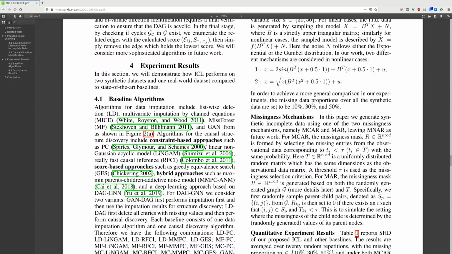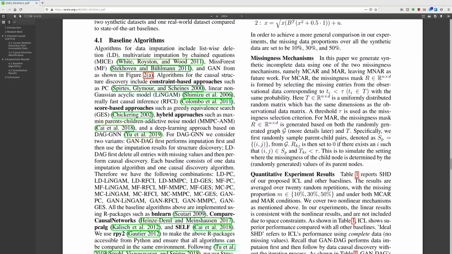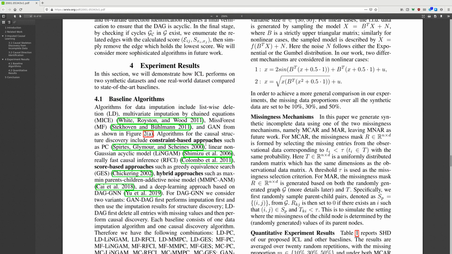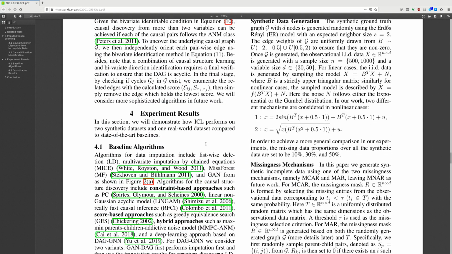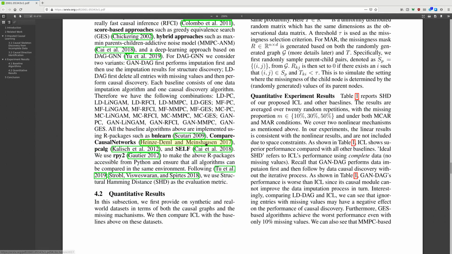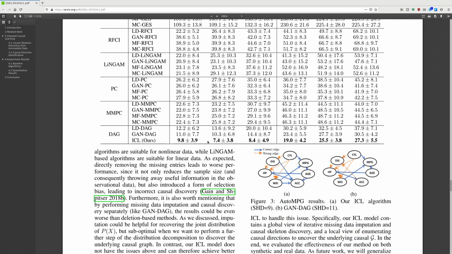Experimental results: baseline algorithms, quantitative results, synthetic data generation, missingness mechanism, quantitative experimental results.